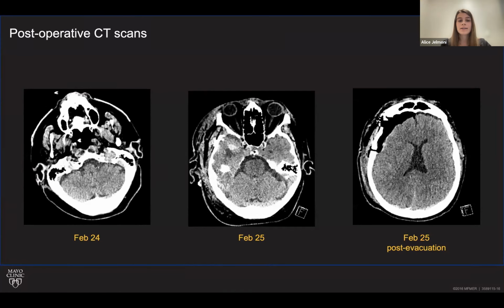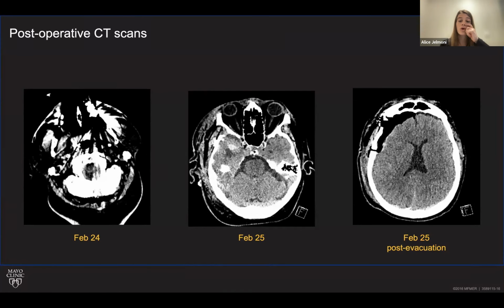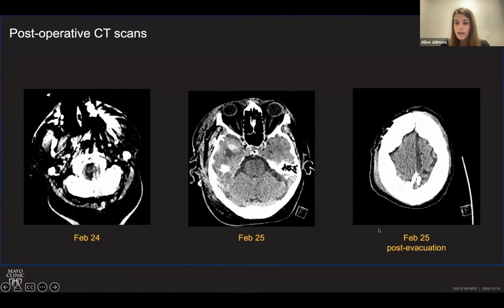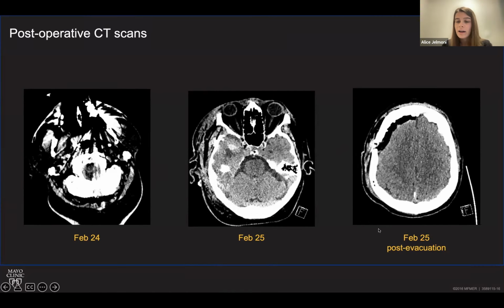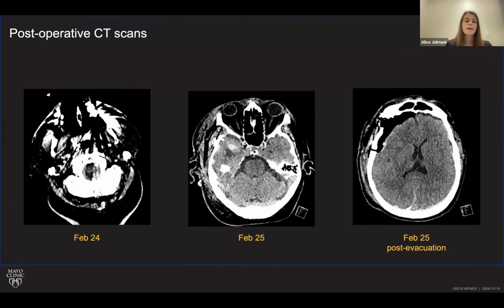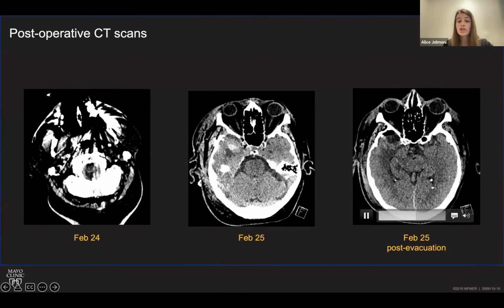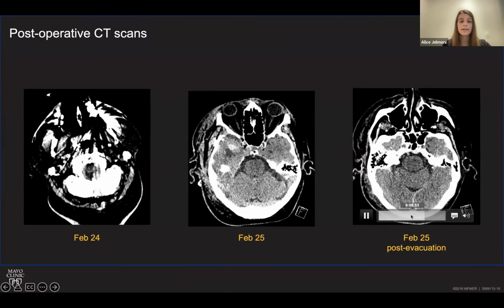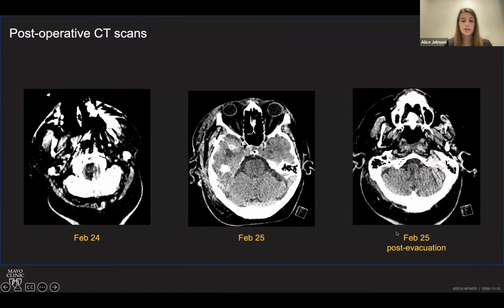Therefore, the team decided that it would be appropriate to perform surgical evacuation of the hematoma. And lastly, on your right, you have the CT scan that was acquired after the surgery. The patient tolerated the procedure well and didn't suffer any issues nor complications.